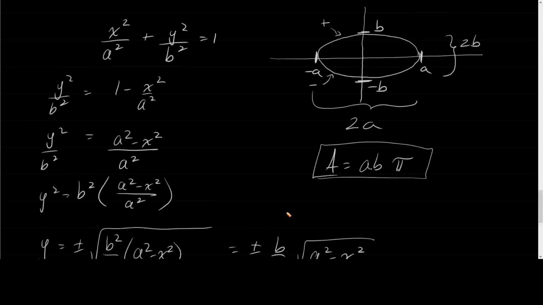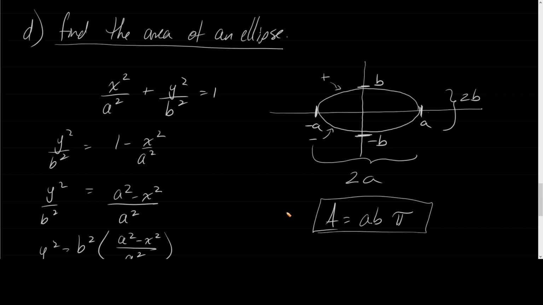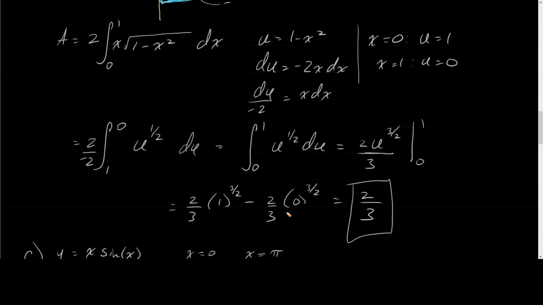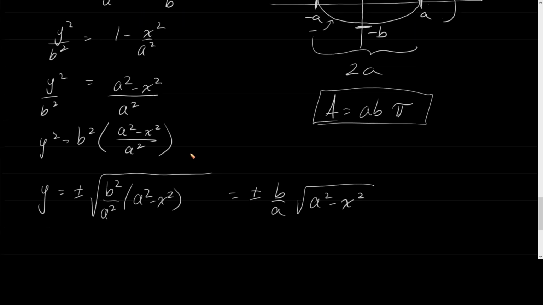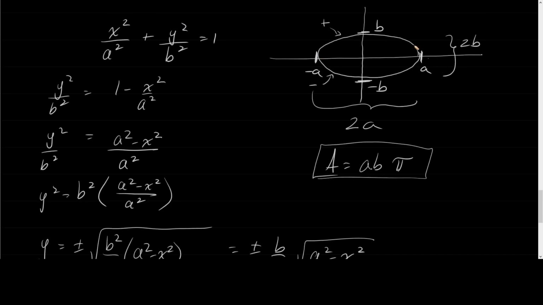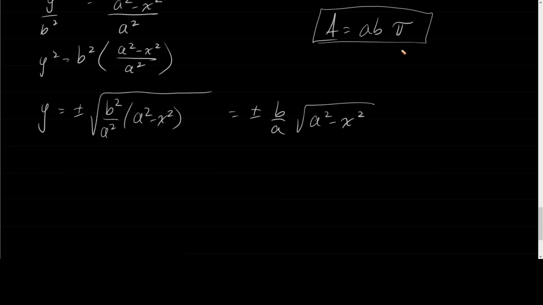So what we can do here is, similar to what we just did in that one example, not this one. In this example, where we're going to take the top and multiply it by 2 to figure out that entire region. So that's what we're going to do here as well. And we're just going to take the positive version and multiply it by 2.